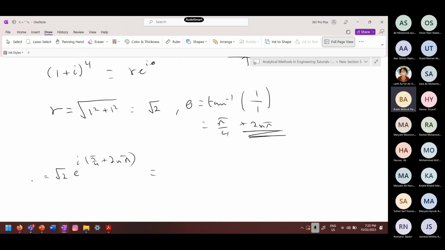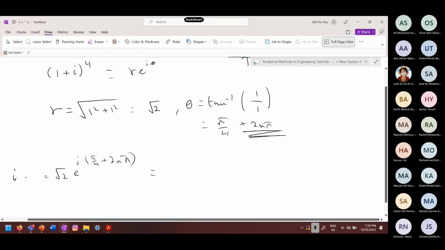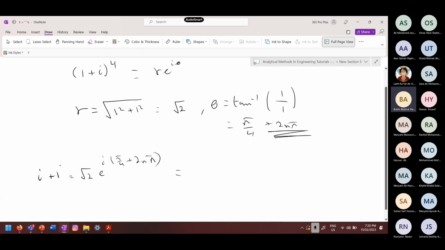Okay. This term is equal to I plus 1, which is this term, inside the bracket, not outside of the bracket. So what you need to do is just add the powers. So I to the power 4. Now you need to do it on everything inside the bracket. So the square root of 2 to the power 4, e to the I 4 times pi over 4 plus 2n pi. Square root of 2 to the power 4 is just basically 4.